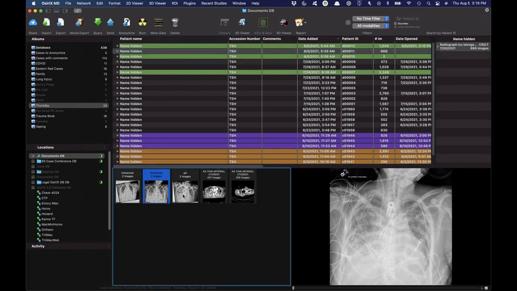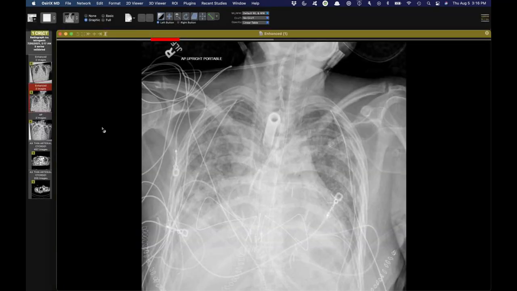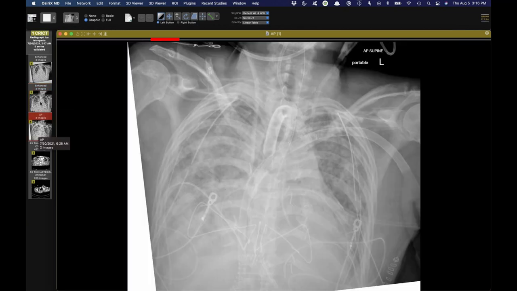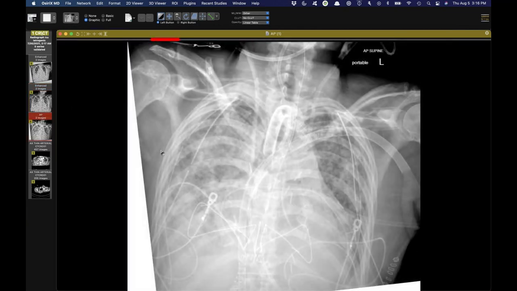Now, this case, let me make sure I get the correct radiograph. Let's see, which one is it? This radiograph. I think this was done in July, and I am not implying that this was done by an intern, because I don't actually think it was, but we seem to see these types of things more earlier on than we do later on. But this is a patient who's in the ICU and getting their daily radiographs.